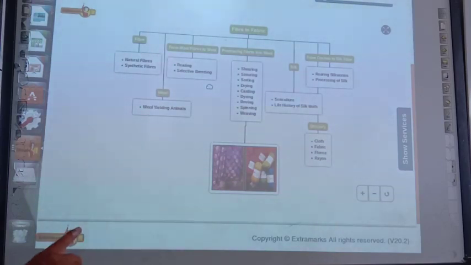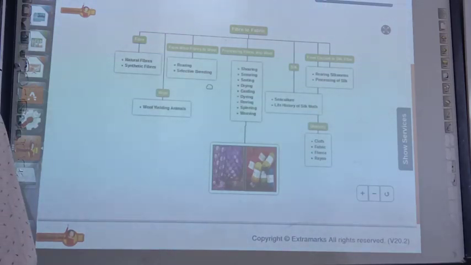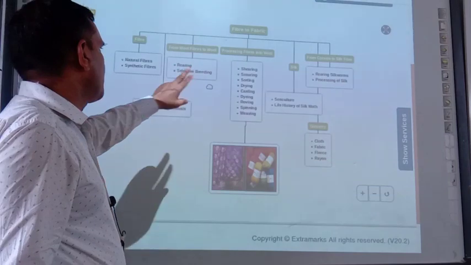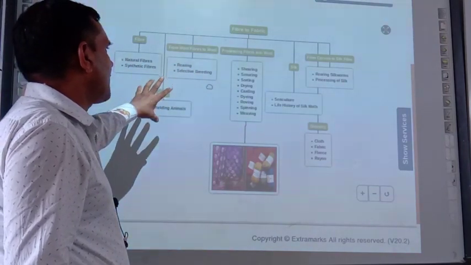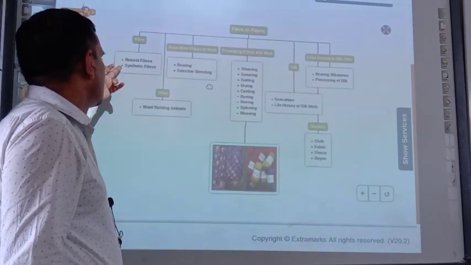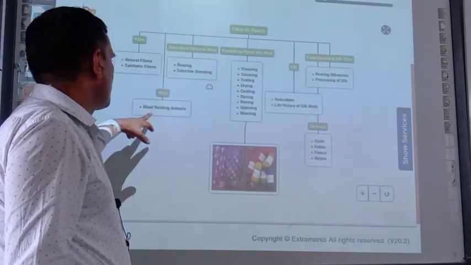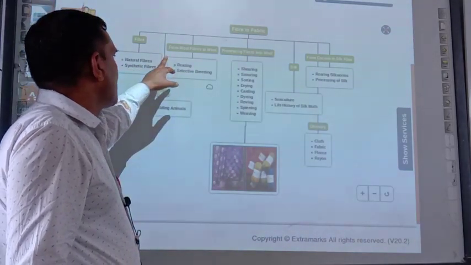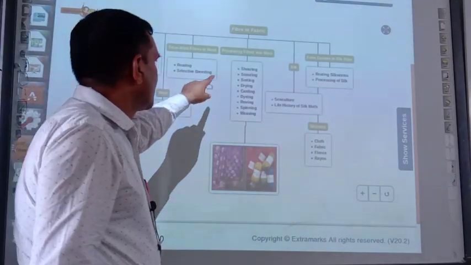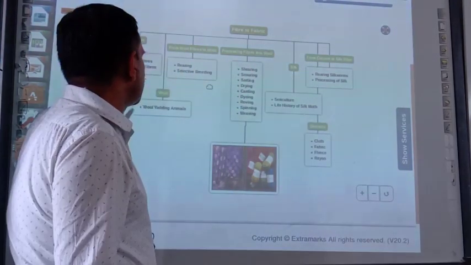Chapter number 3 I will not start today, but I will tell you what things are included in chapter number 3. What is the name of chapter number 3? Fiber to fabric. That is the name of the chapter. So under fibers, types of fiber are there, natural fibers and synthetic fibers. Then wool is there, wool yielding animals. From wool fibers to wool, rearing, selective breeding. Now processing fibers into wool.